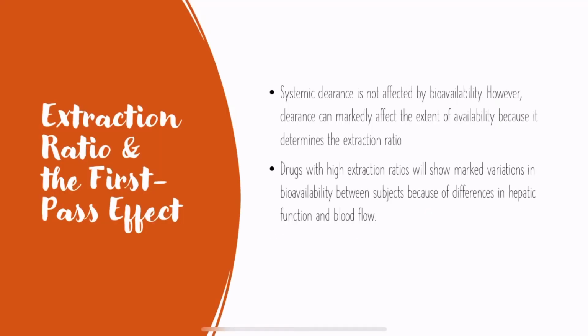Extraction ratio and the first pass effect. Systemic clearance is not affected by bioavailability. However, clearance can markedly affect the extent of availability because it determines the extraction ratio. Drugs with high extraction ratios will show marked variations in bioavailability between subjects because of differences in hepatic function and blood flow.